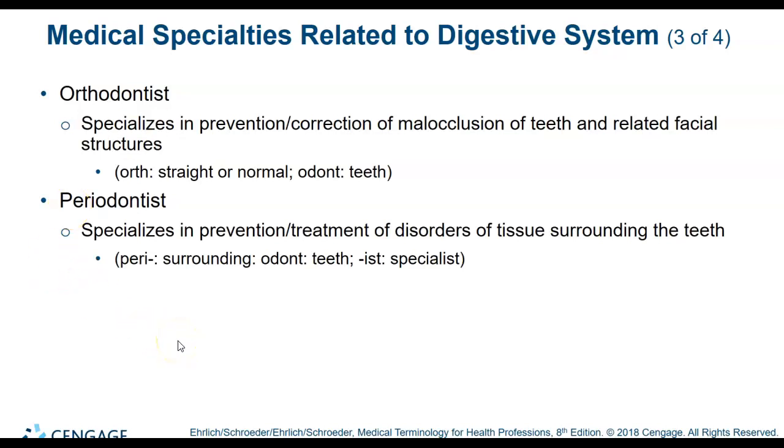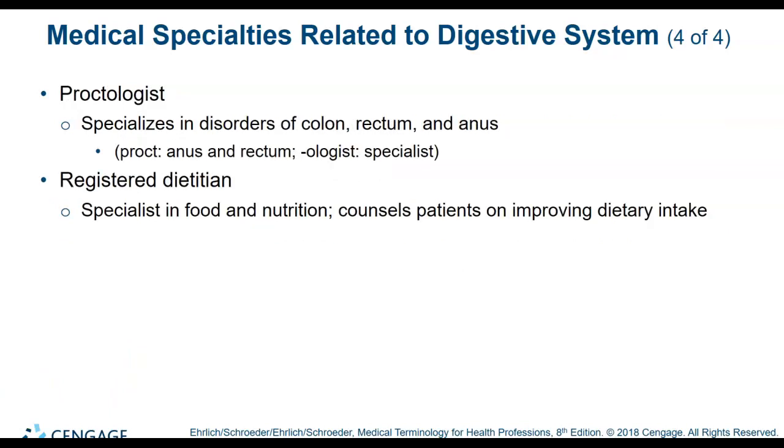Periodontists actually specialize in the gum or the tissue surrounding the teeth. And this is really important because if we don't have good gums holding the teeth, then we're going to lose the teeth because there's nothing to cover them and protect them. Proctologists are people who specialize in the colon, rectum, and anus.